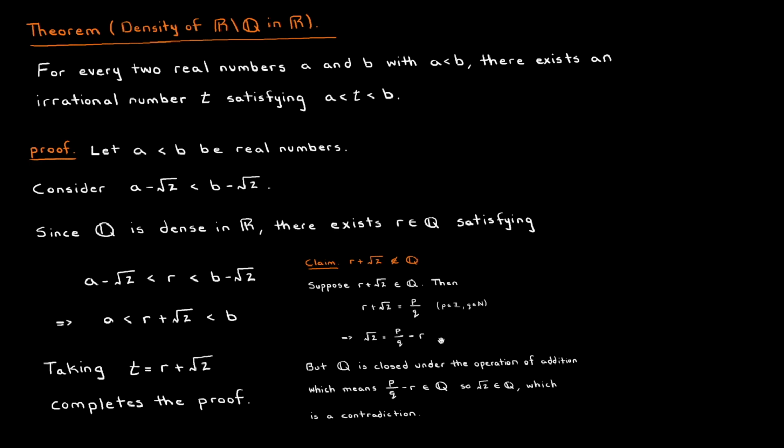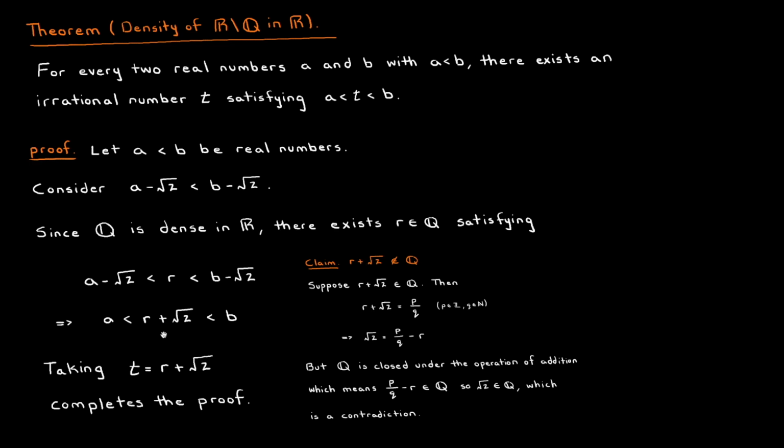And now we have a rational number minus another rational number. But the set of rational numbers is actually a field. It's an ordered field, right? And so it's closed under the operation of addition. And so what this means is that this result is actually a rational number. In other words, the square root of 2 must be rational. But this is clearly a contradiction because the square root of 2 is actually an irrational number, as we have previously already seen. And so therefore, this number r plus the square root of 2 is actually an irrational number.